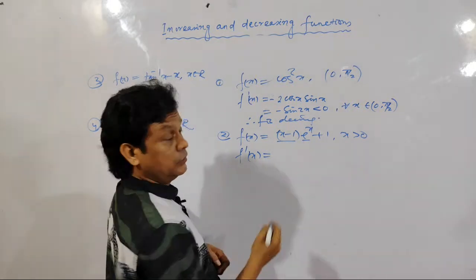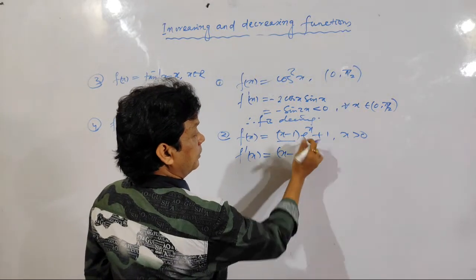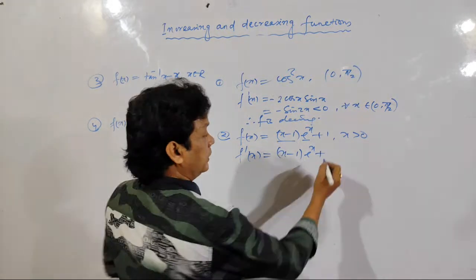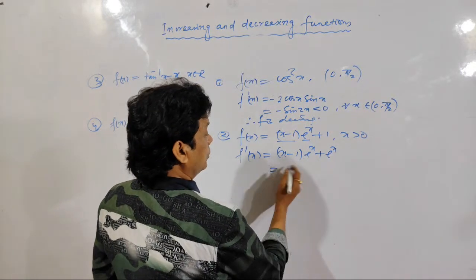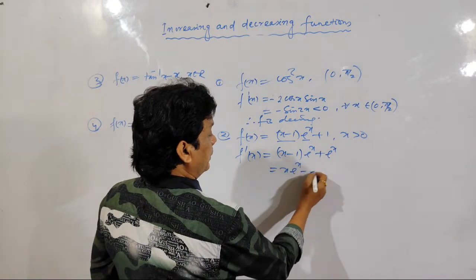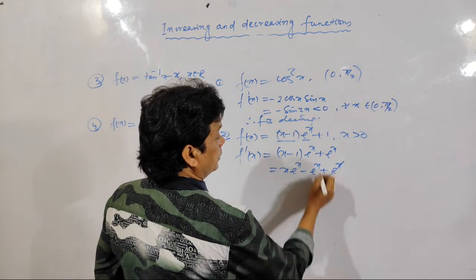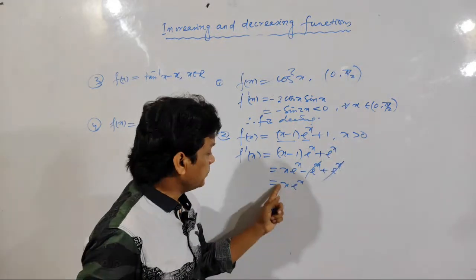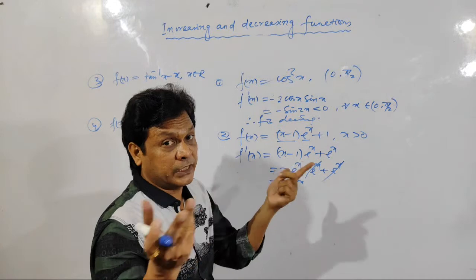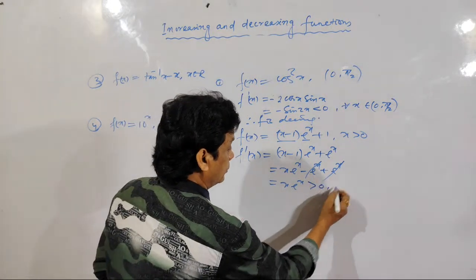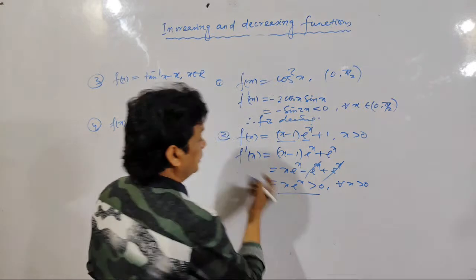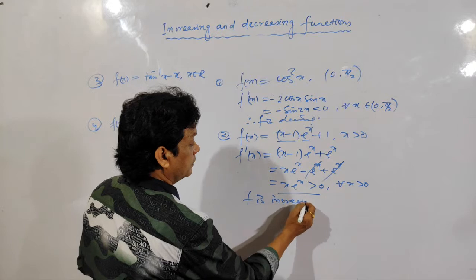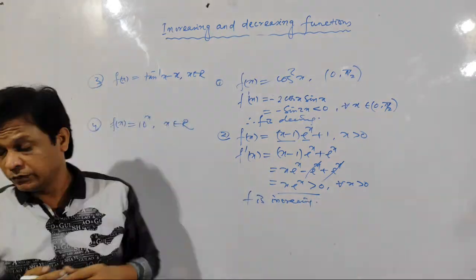F dash x is equal to, by product rule, x minus 1 into derivative of e to the power x, which is e to the power x, plus derivative of x minus 1, which is 1, into e to the power x, and derivative of 1 is 0. So open the bracket: x into e to the power x minus e to the power x plus e to the power x. These two cancel out, leaving x into e to the power x. Here it is given that x is positive. So since x is positive, this quantity is positive and exponential is always positive. So this is greater than 0 for all x greater than 0. So the function is increasing. Then the third one, who can tell me?